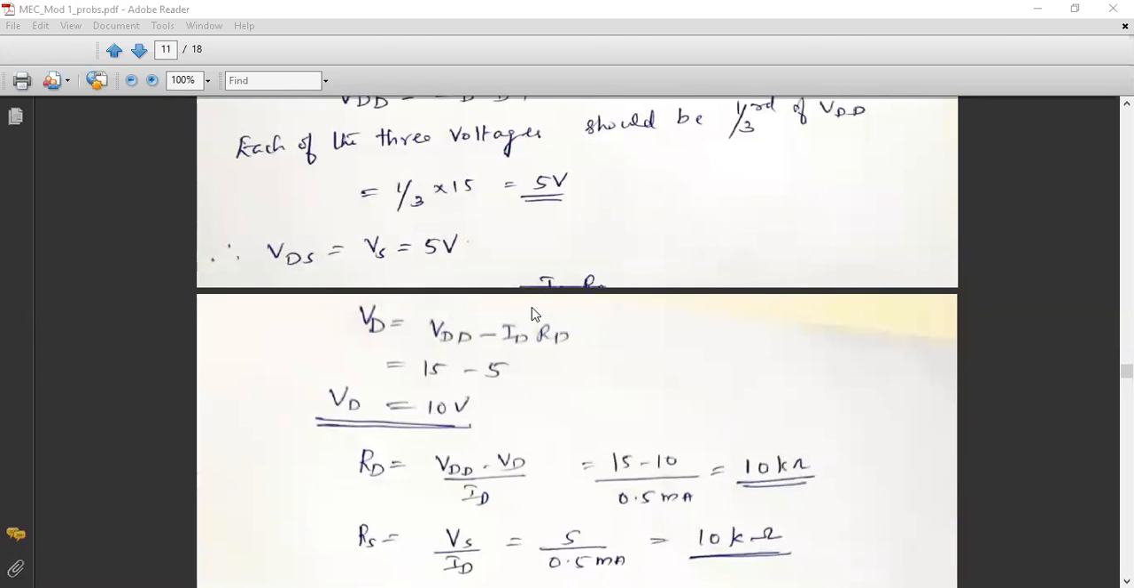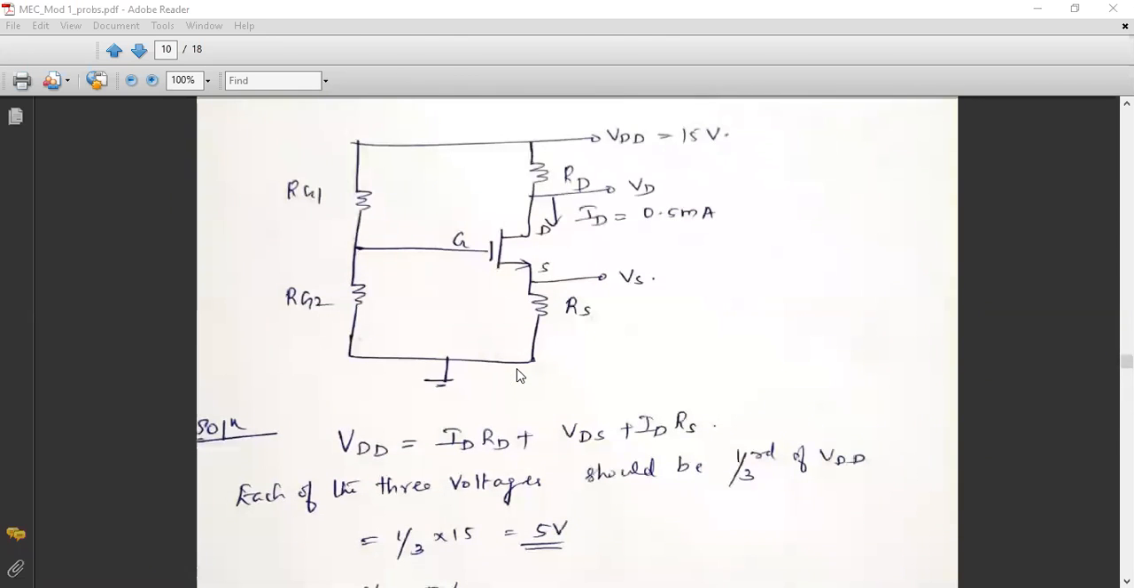Now, once you know the value of VD and VS, it is easier to design RD and RS. All of you calculate RD and RS by using Ohm's law. All the terminal voltage, now you know, right? You know VD, you know VS, you know VDS, everything you know. Now, based upon the voltages as well as the current is 0.5 milliamps, all of you find the value of RD and RS and let me know the answers.